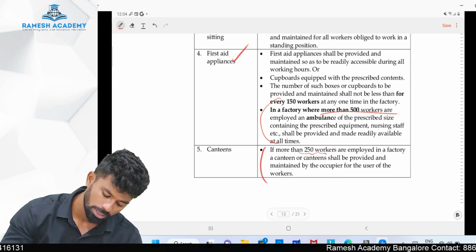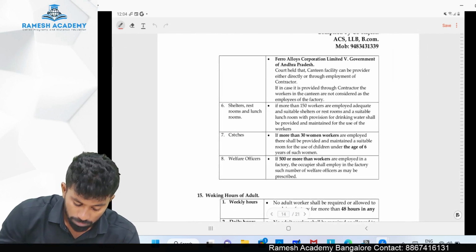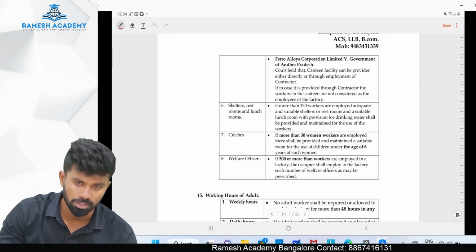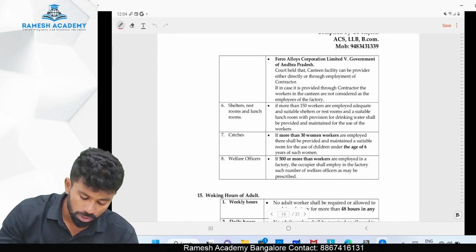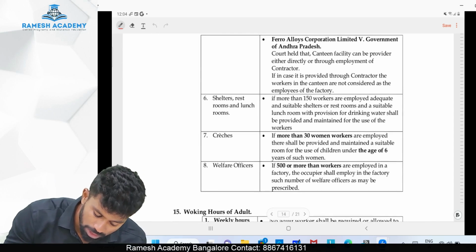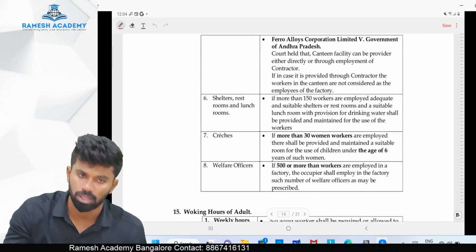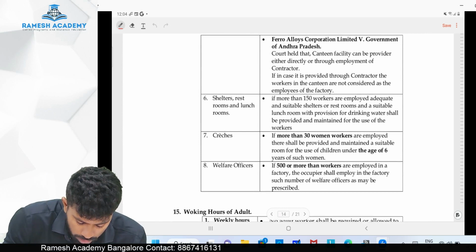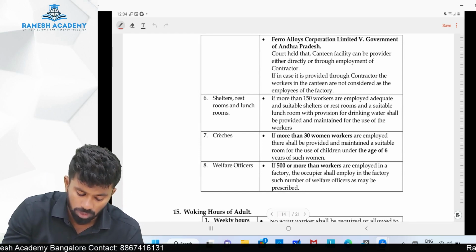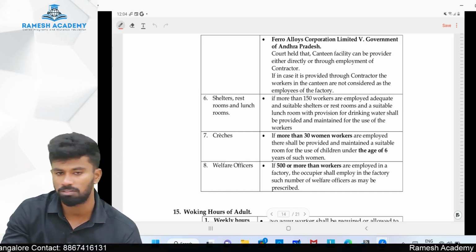Okay, next, Ferrous Alloys Corporation Limited versus State of Andhra Pradesh. The court held that canteen facility can be provided either directly or through an employment of contractor. Either you can provide it directly or through some contractor. In case it is provided through a contractor, the workers in the canteens are not considered as what? Employees of the factory. They are separate.